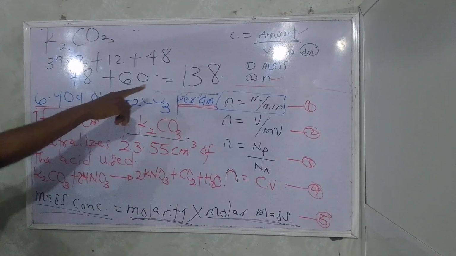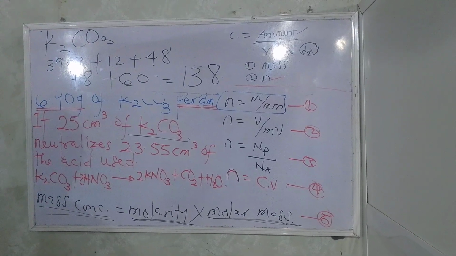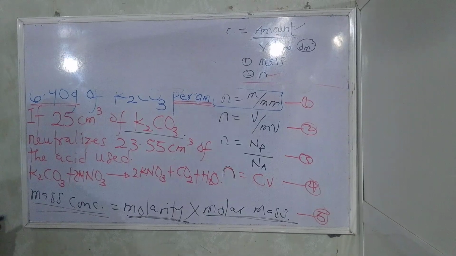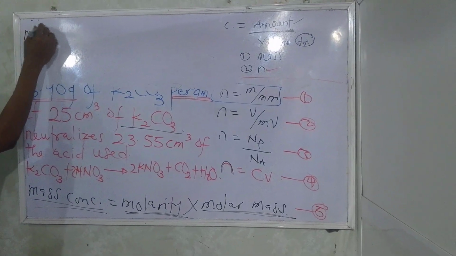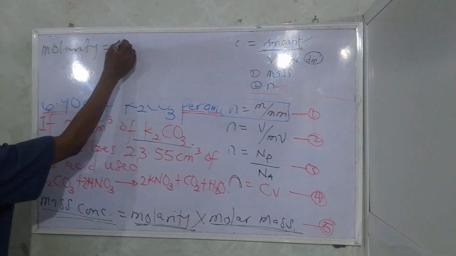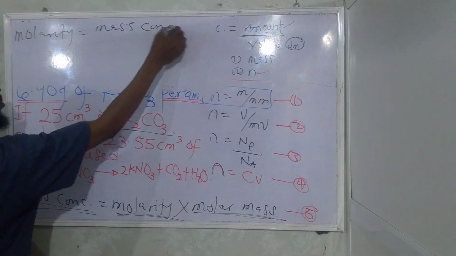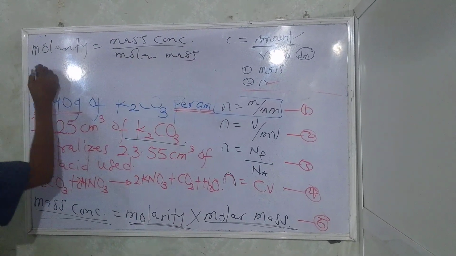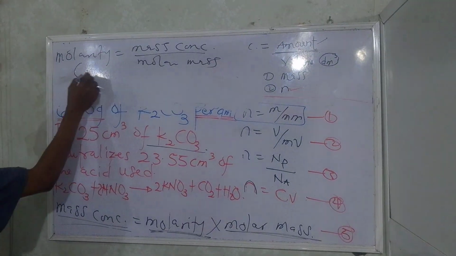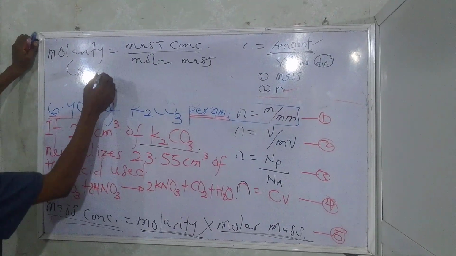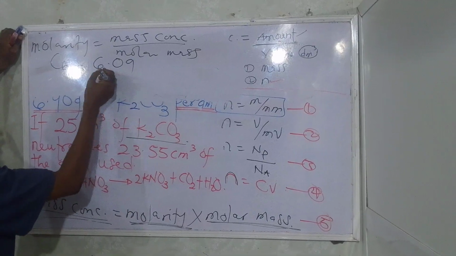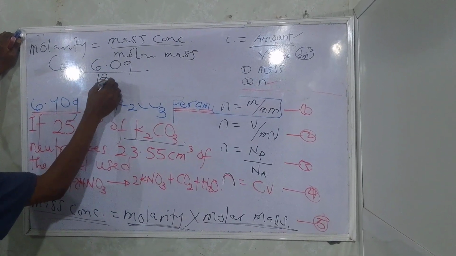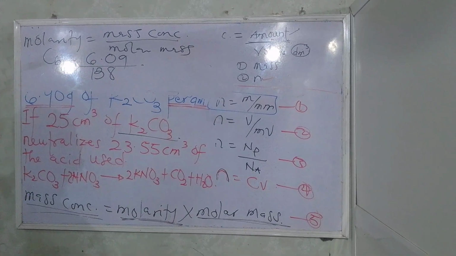69 times 2 should be this. Okay, yeah, that's 0.05. So it means that molarity equals mass concentration over molar mass. So molarity, which is C of B, is now equal to, what's the mass conc? 6.09 gram per dm cube over the molar mass, which is now 138. This is how we calculate it.